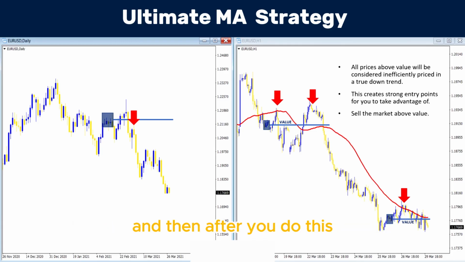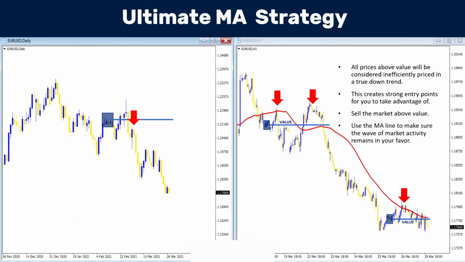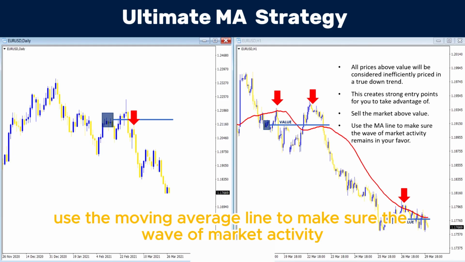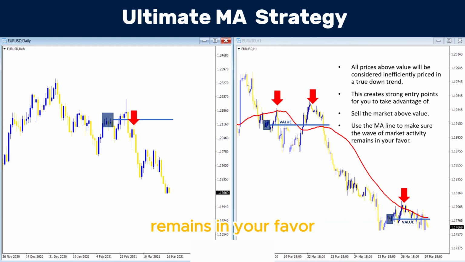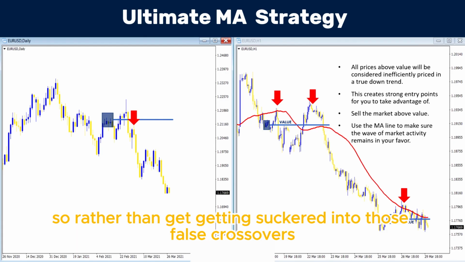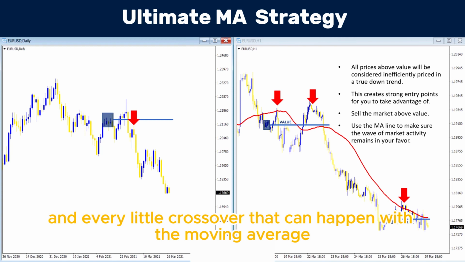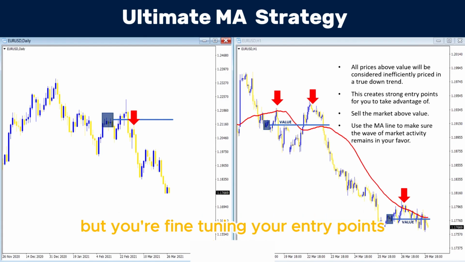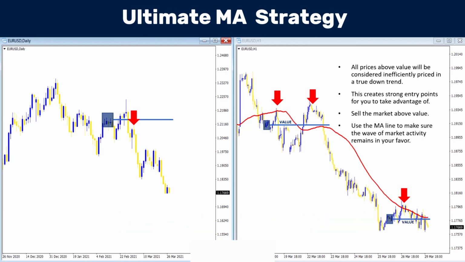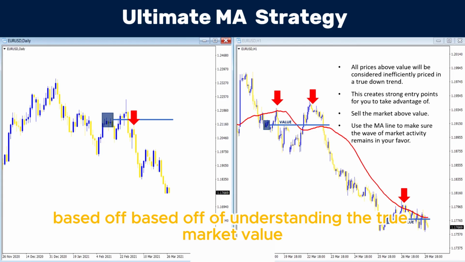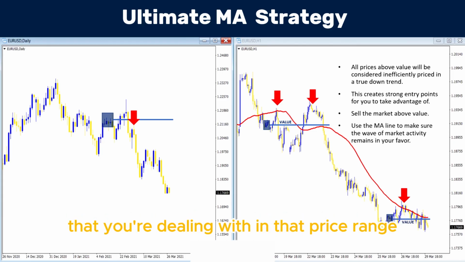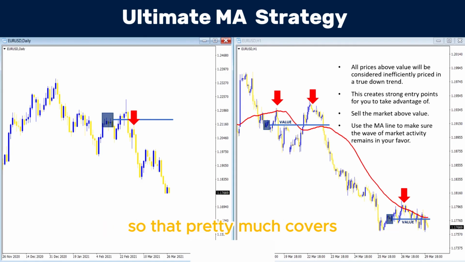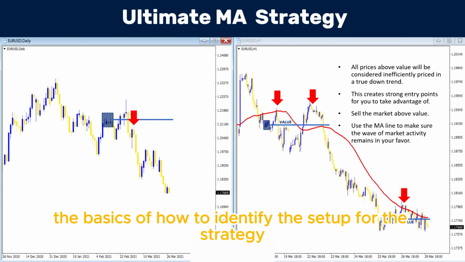And then after you do this, where does the moving average come in? You want to use the moving average line to make sure the wave of market activity remains in your favor. So rather than getting suckered into those false crossovers and every little crossover that can happen with the moving average, you start to see that moving average is just a wave of sentiment, but you're fine-tuning your entry points based off of the master pattern, based off of understanding the true market value that you're dealing with in that price range. So that pretty much covers the basics of how to identify the setup for the strategy.